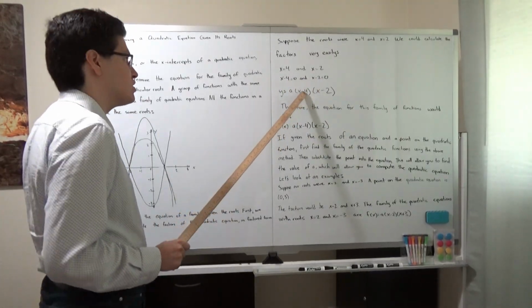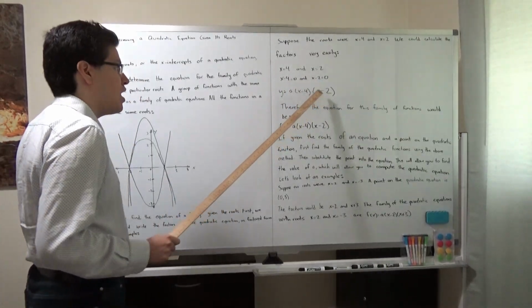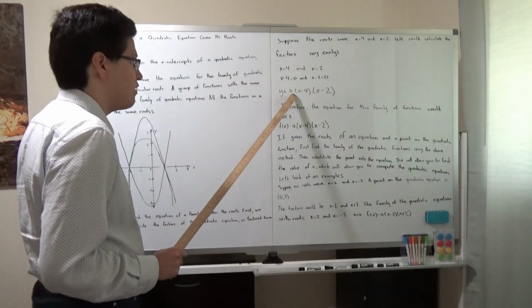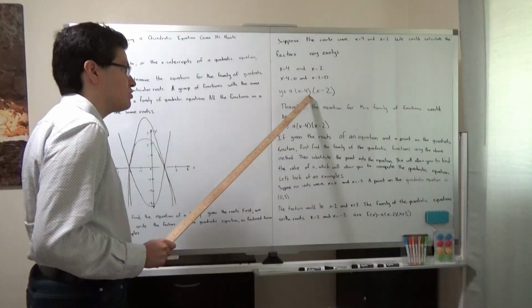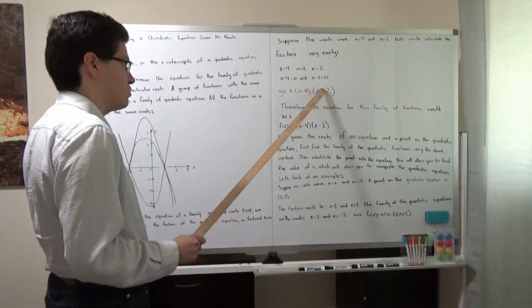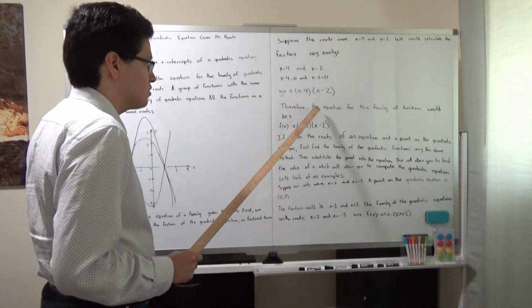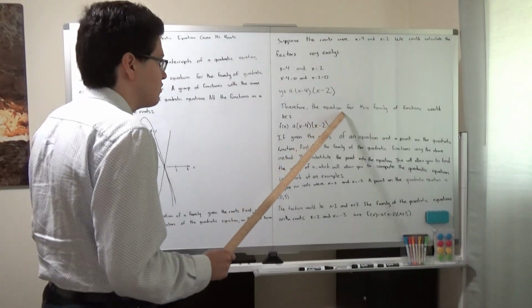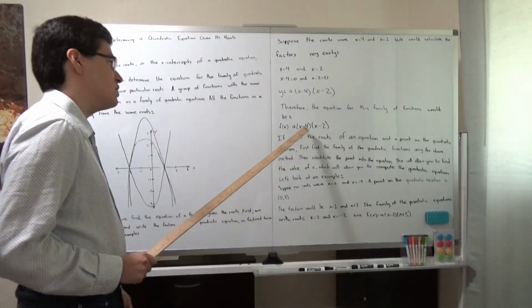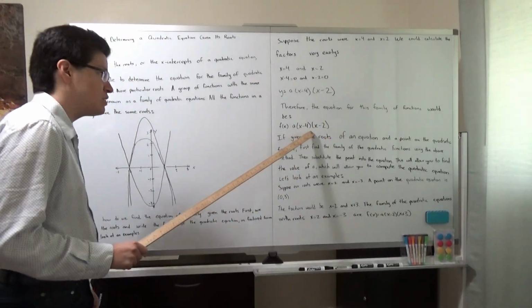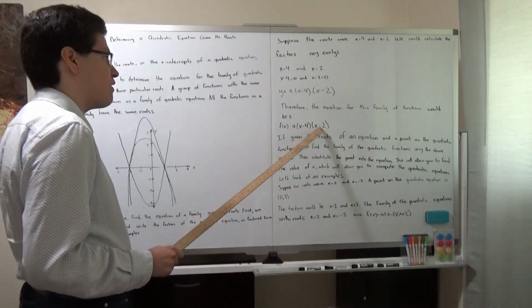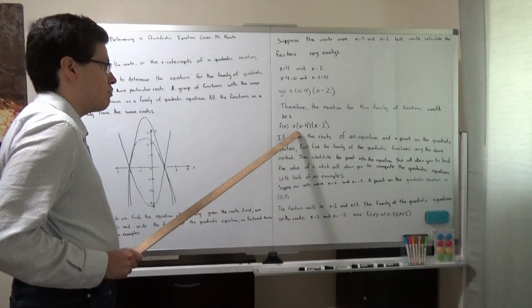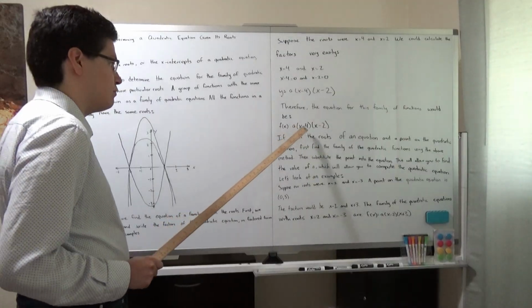So we write the factors x minus 4 and x minus 2, and then we write the stretch variable in front, a. So y equals a times x minus 4 times x minus 2. Therefore, the equation for this family of functions would be f of x equals a times x minus 4 times x minus 2. So remember, we write the factors, and then we write the stretch variable in front.